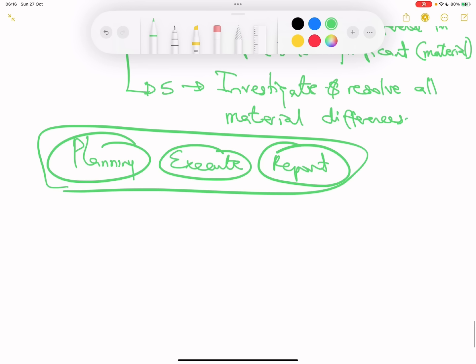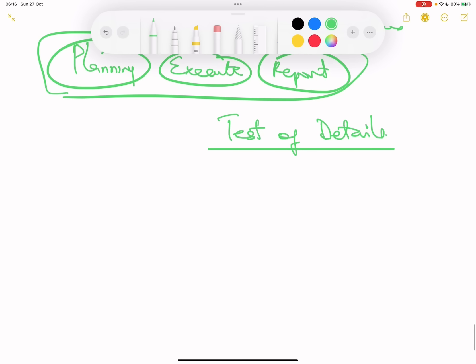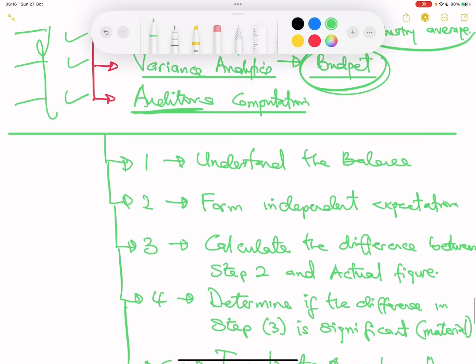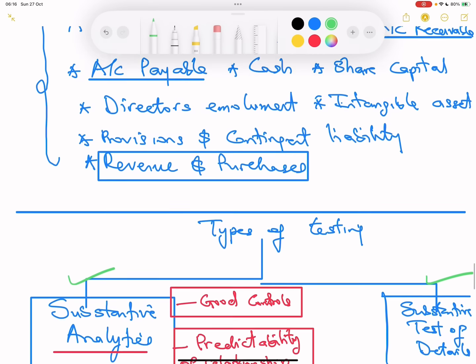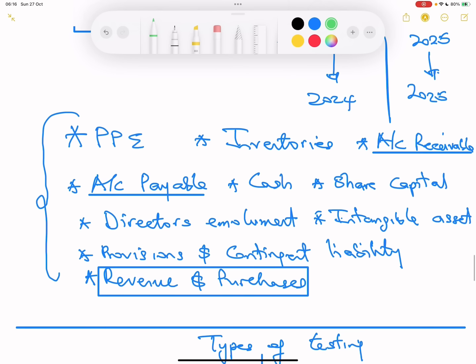Now, we want to talk about the test of details. And for test of details, we will need to be taking each of the balances one after the other. So this is when you now have a lot of procedures to be developed. But remember what I said: we will always start from assertions. And our focus is to cover all of these balances in your syllabus in the next series of videos I'll be making.